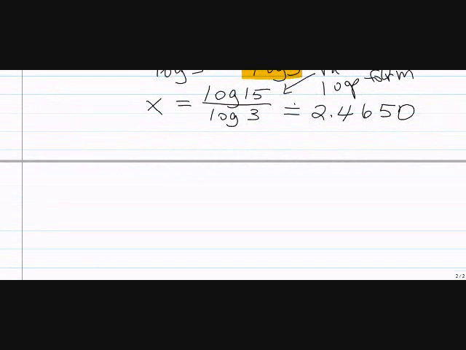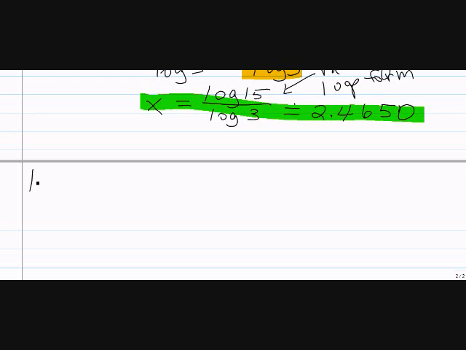Yeah, so your whole answer is here. If you're asked to write it as a ratio of common logs, you leave it as the logs. If you're just asked to evaluate it, you usually write it as the decimal. Okay. So we'll do another one. Log base 6 of 12.